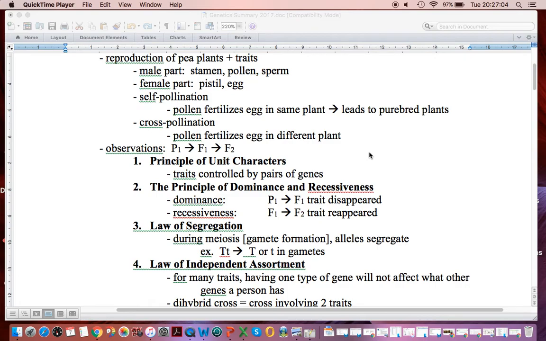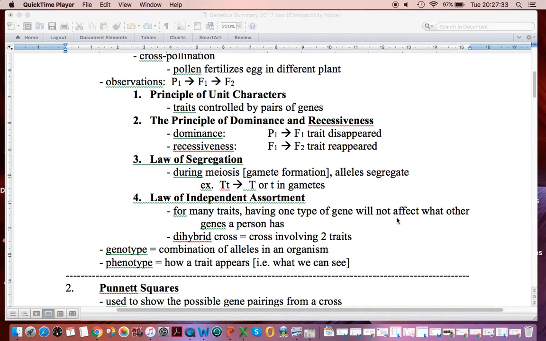Principle of dominance came from the P1 to the F1 generation. A trait disappeared, so the dominant trait was the one that masked the appearance of the recessive trait, and his principle of recessiveness came from when we had the F1 to the F2 generation, a trait reappeared. And that meant the trait was present in the F1 generation in terms of a genotype, but wasn't expressed, but was able to be expressed again in the F2 generation.